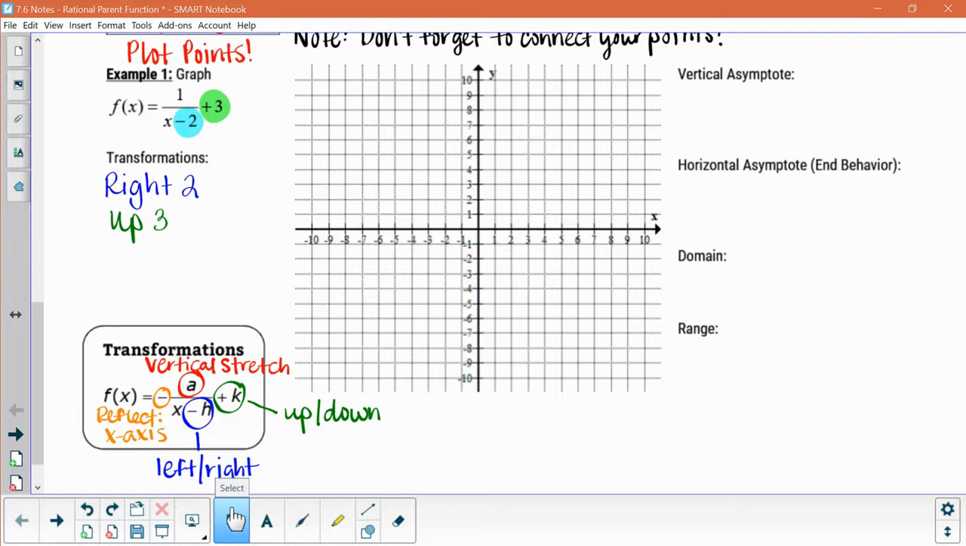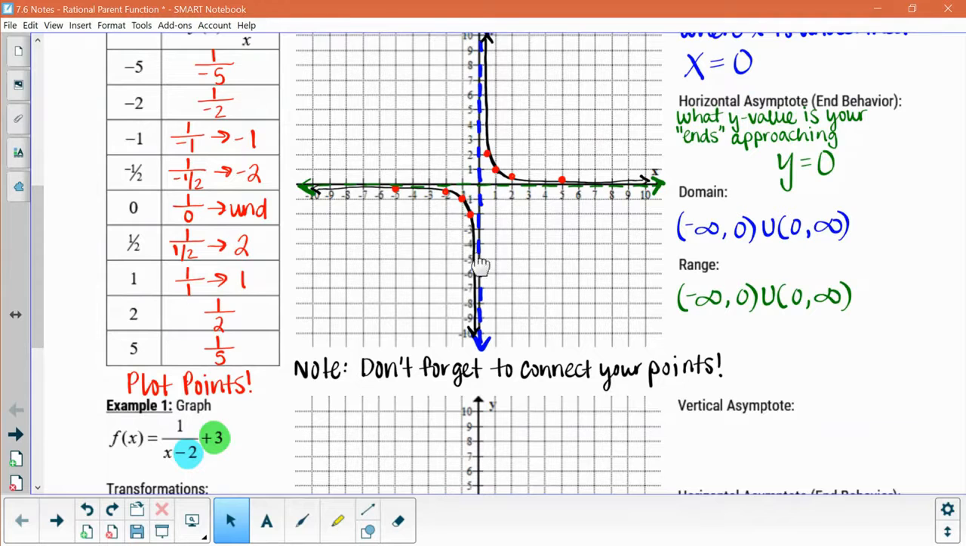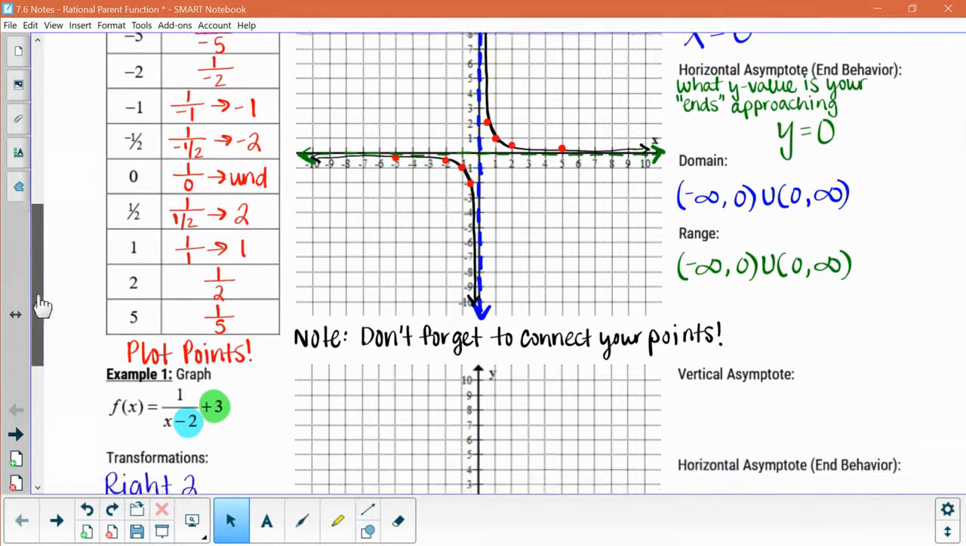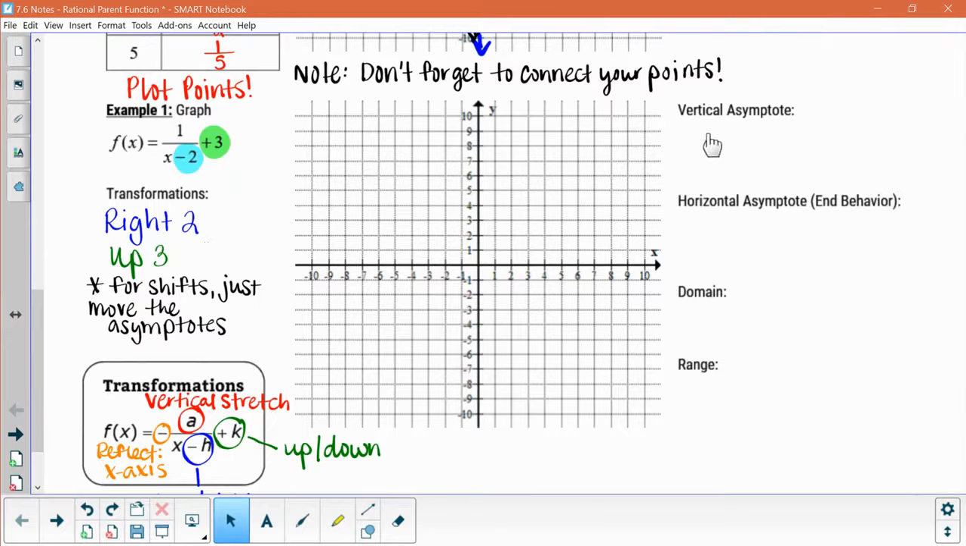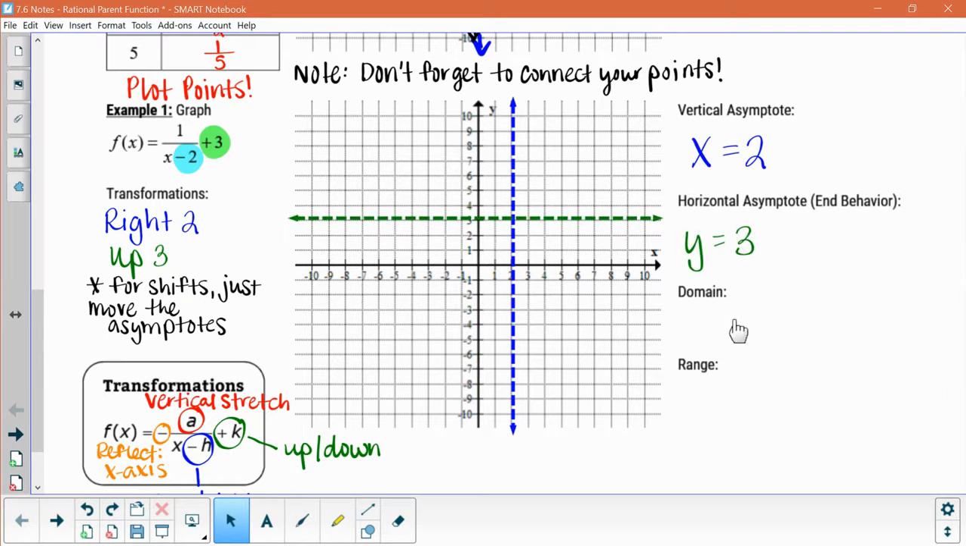And the nice thing about graphing a rational function based on the parent of this form is all we have to do for shifts is just move the asymptotes. So remember, I have an asymptote at x equals 0 and y equals 0. I'm going to move those based on the shifts that I have here. So my vertical asymptote is going to move right 2. Now it's sitting at x equals 2. My horizontal asymptote is going to move up 3. Now it's sitting at y equals 3.